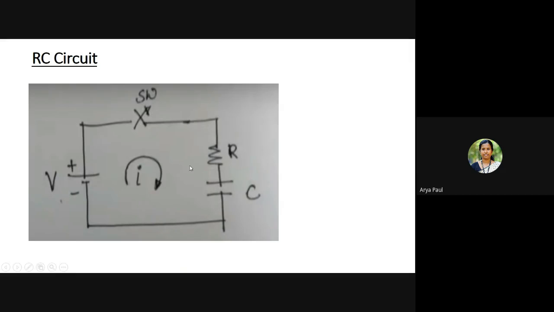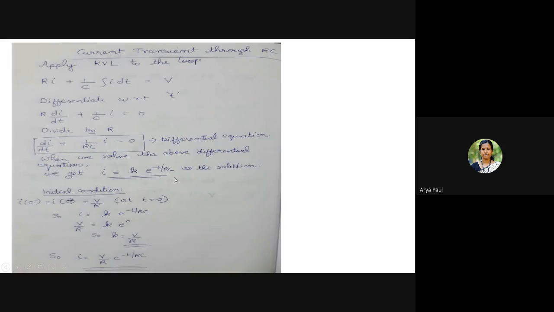So current I is equal to V by R. That is the initial condition. At t equal to 0, you need to put the current I equal to V by R. Now we will find out the k value, using this equation, I is equal to k into e raised to minus t by RC. This is our solution. Now we will find out k.